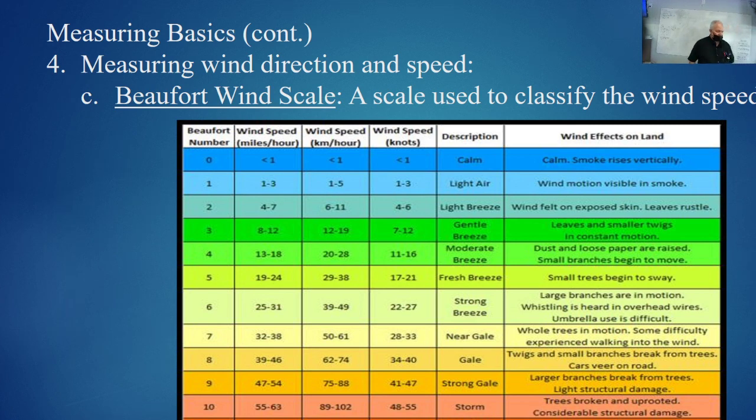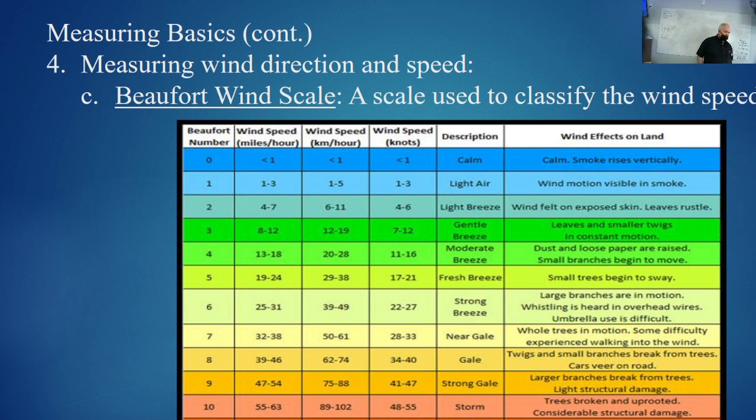A 4: dust and loose paper are raised, small branches begin to move. Wind speeds of 13 to 18 miles. And number 5, you have small trees beginning to sway back and forth a little bit. It's a fresh breeze coming off probably the sea or the land, based upon where it's coming from.